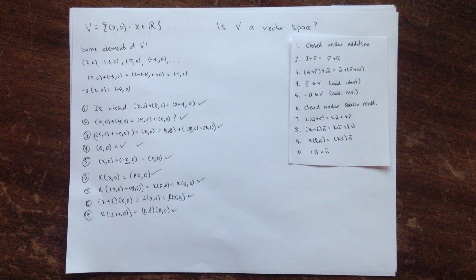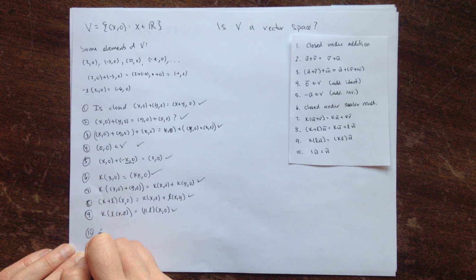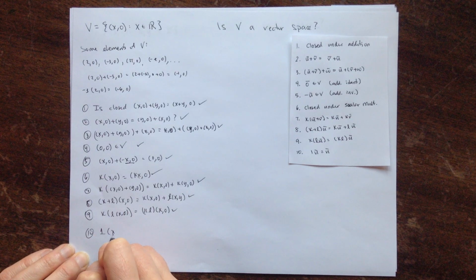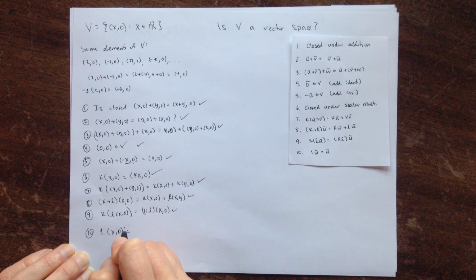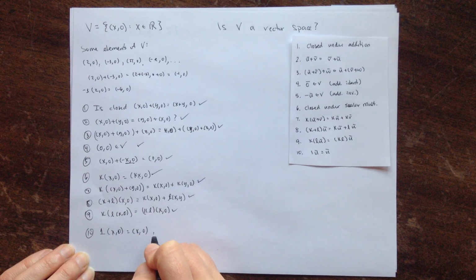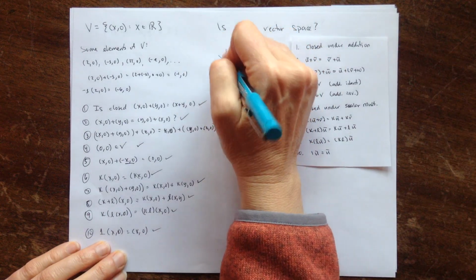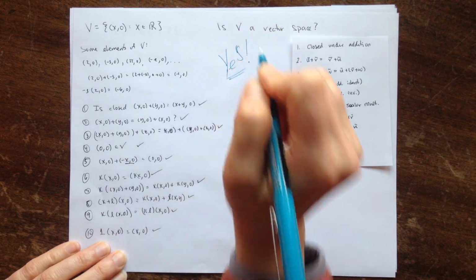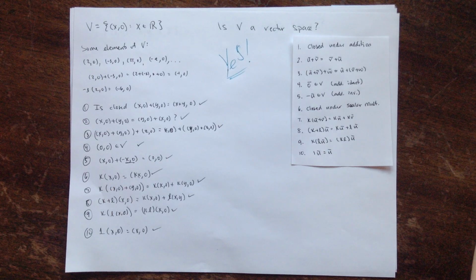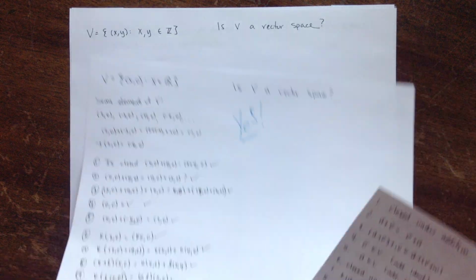And then, if you multiply 1 times any vector in there, you're going to get 1 times x is x0, so that's satisfied. So all 10 axioms of the definition of a vector space are satisfied here. So the answer, is this a vector space? Yes, it is. And we can verify that, not to say prove it. Let's look at another one.